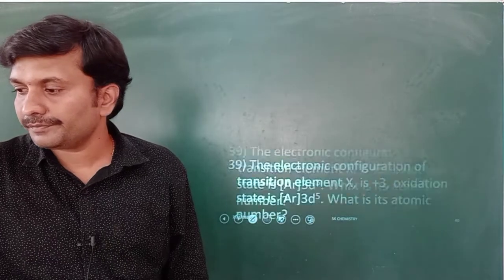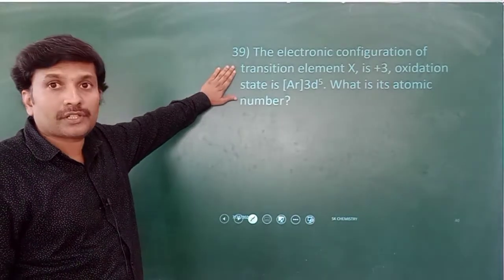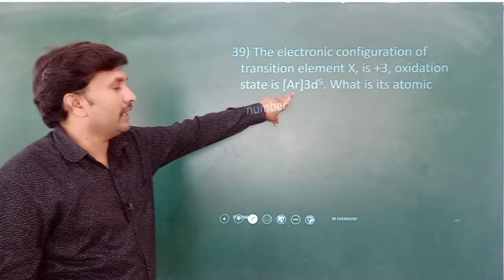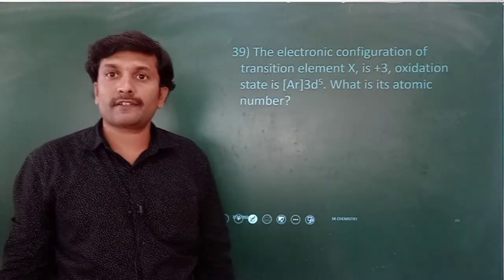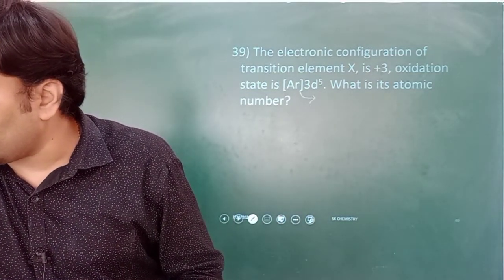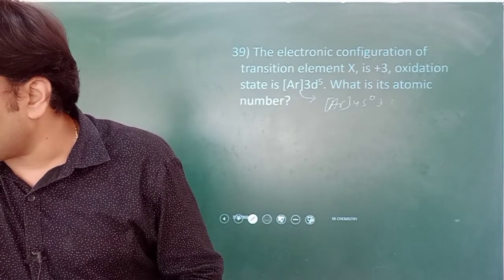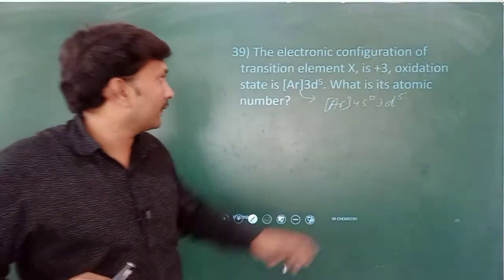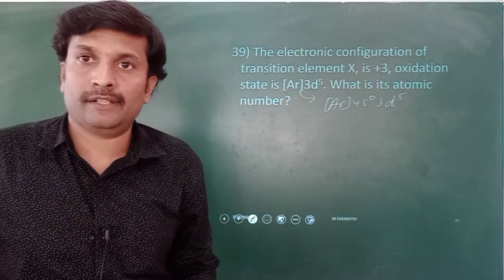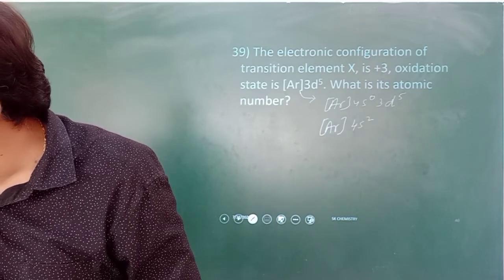Next question. The electronic configuration of transition element X. X is +3, so what are you supposed to do? What is its atomic number? You have to add the electrons back. This configuration is written as argon. When we lose electrons, we remove them from the 4s. Remember, we remove from 4s. I removed 3 electrons, so you put these 3 electrons back. When we put them back, it is going to be argon 4s2 3d6.